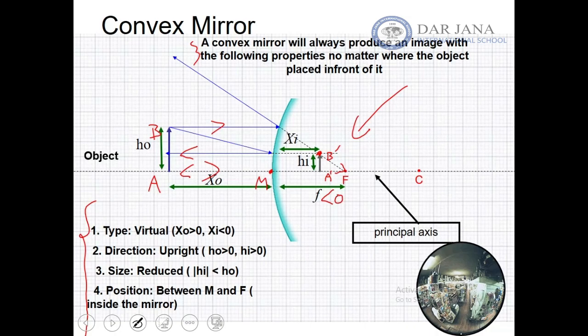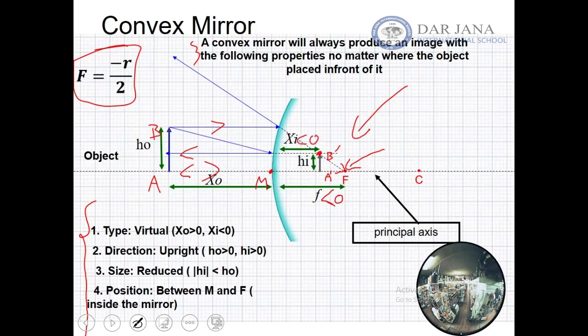Once we have a convex mirror, the focal length will be negative, less than 0. So capital F equals negative R over 2 instead of R over 2. In a concave mirror, the focal length is positive R over 2, since the focal point is in front of the mirror, while in the convex mirror, as we see, F is inside the mirror. That's why it will be negative.